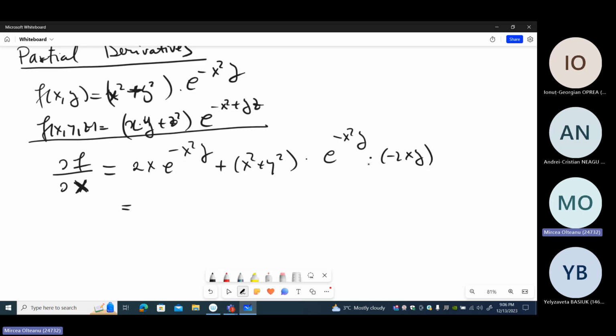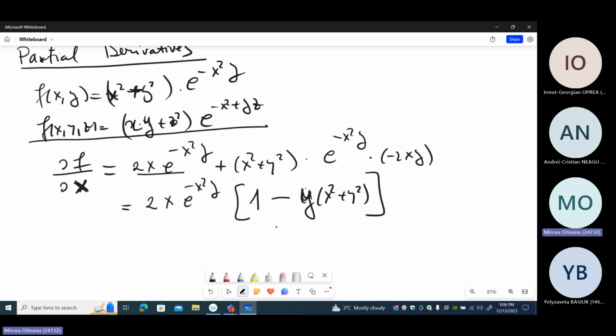Now, usually we finish the differentiation. As usual, when we compute derivatives, we put them in the simplest form possible because we shall need to work with them. So in this case, at least we can take a common factor here, 2x e at minus x squared y, times what? This is 1, and this is minus y times (x squared plus y squared). Okay, so this is the partial derivative with respect to x.